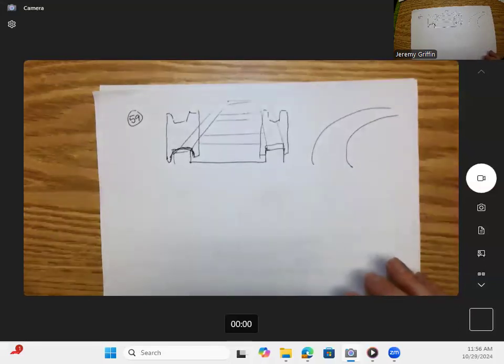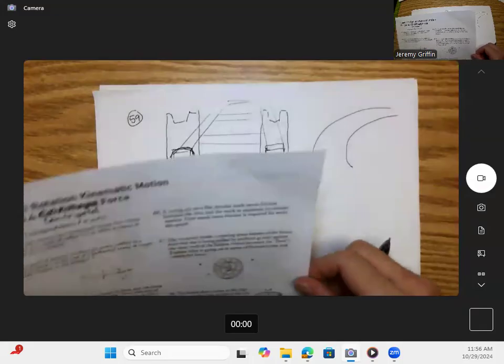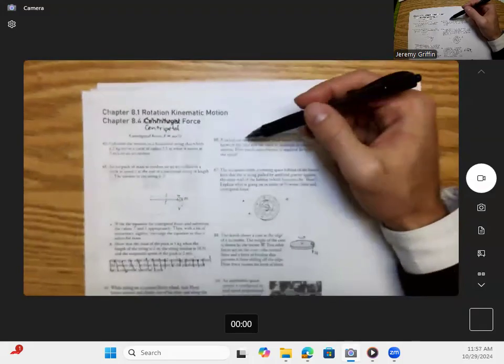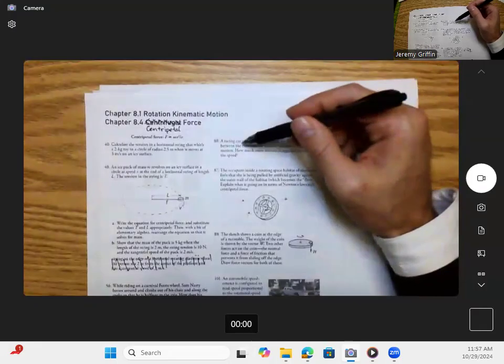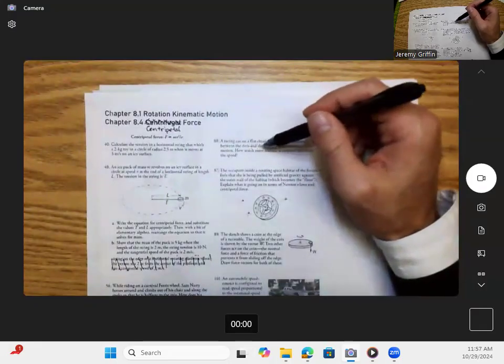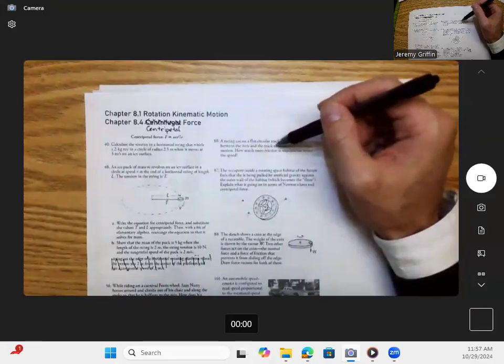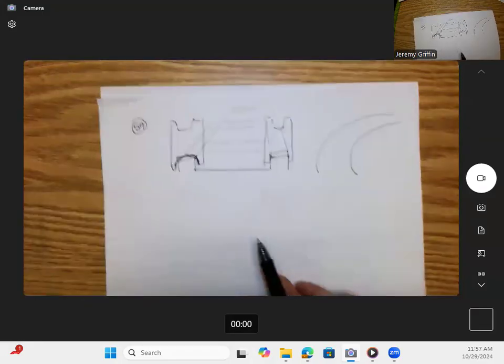We're gonna skip that. Let's do number 80. A racing car on a flat circular track needs friction between the tires and the track to maintain circular motion. How much more friction is required for twice the speed?